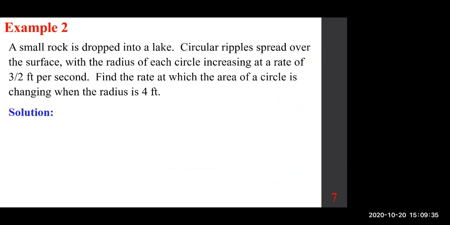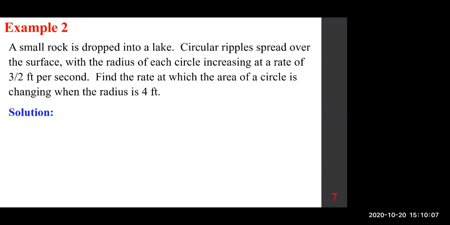Could somebody read this example? I need you to help me so we can go through this fast. Could somebody be kind enough to read the question, please? I'll read it. A small rock is dropped into a lake. Circular ripples spread over the surface, with the radius of each circle increasing at a rate of 3/2 feet per second. Find the rate at which the area of a circle is changing when the radius is 4 feet. Thank you so much, Joseph.